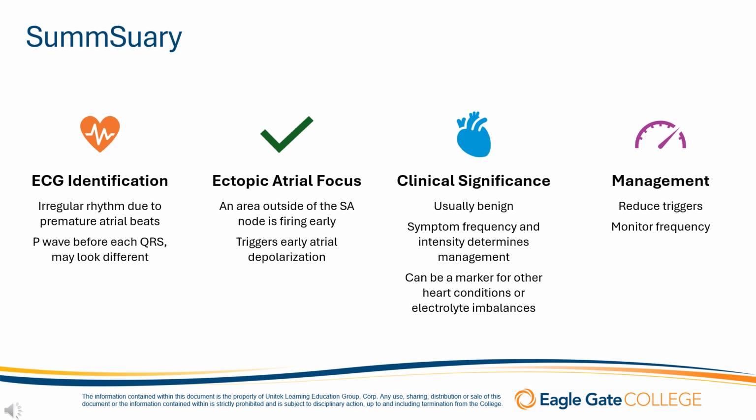We recognize that regular monitoring of PACs is important, especially if the patient experiences symptoms. Patients should be advised to report any significant changes in their symptoms or the frequency of their PACs to their provider to help with any early detection of potential complications or underlying conditions. If PACs are frequent and symptomatic, beta blockers might be prescribed to help reduce the frequency and severity of the symptoms. These medications work by decreasing the excitability of the atrial cells and stabilizing the heart rate.